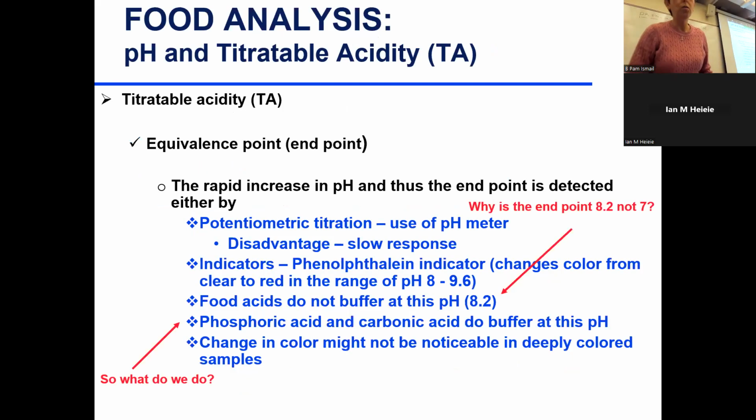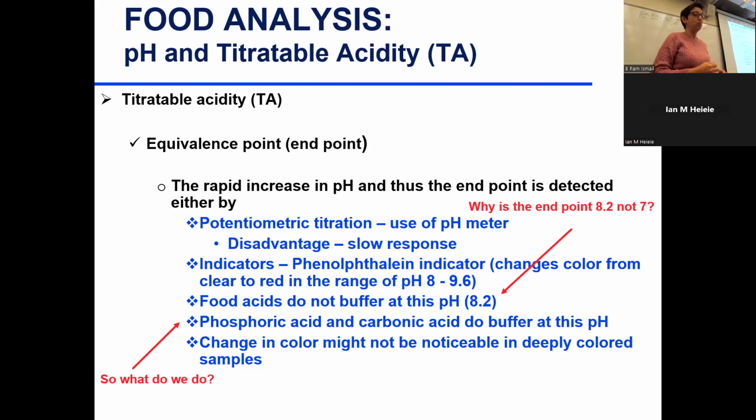All right, so the equivalence point. We measure it using a pH meter here. The problem is that sometimes you have a slow response, and if you keep titrating you can overshoot. So you really want to add a few drops at a time and wait for the pH meter to stabilize. But we can use an indicator if your solution is clear.